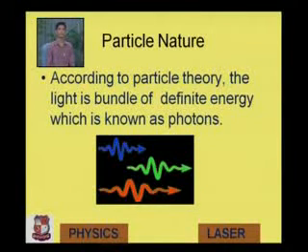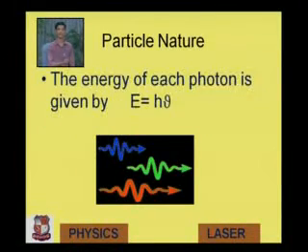And according to the particle theory, the light is a bundle of definite energy which is known as the photons. So basically they are quanta of energy which are known as the photons, and energy of each photon is given by E equals h nu, where h is the Planck constant which has the value 6.625 into 10 raised to minus 34 joule second, and nu is the frequency.